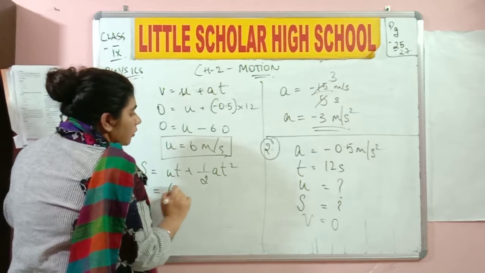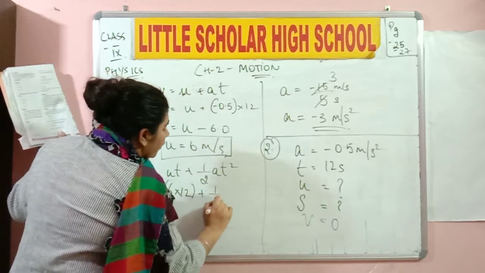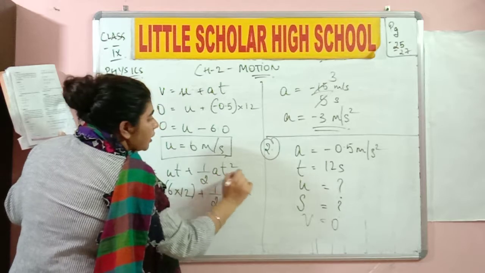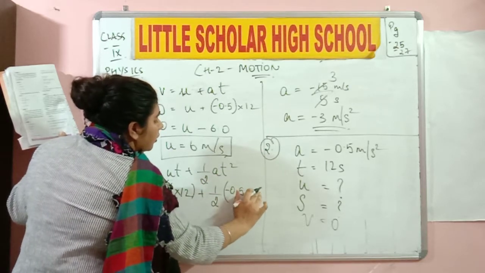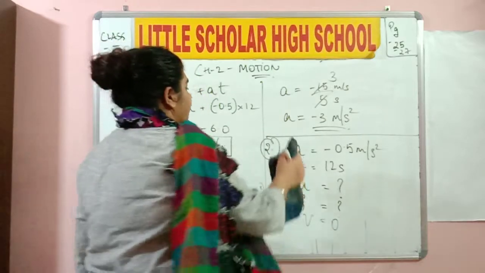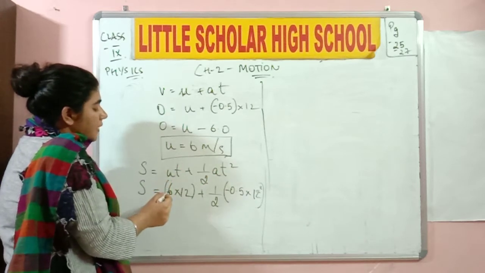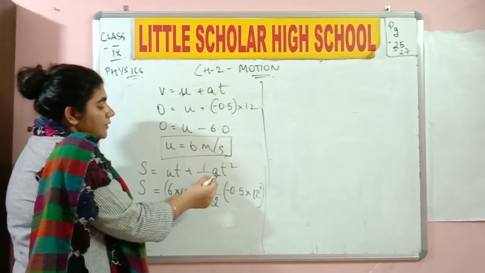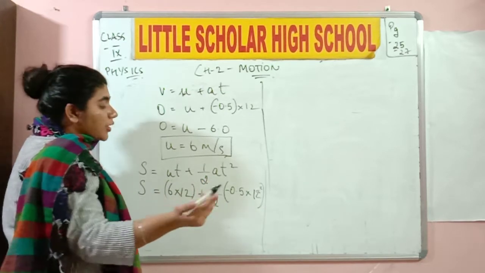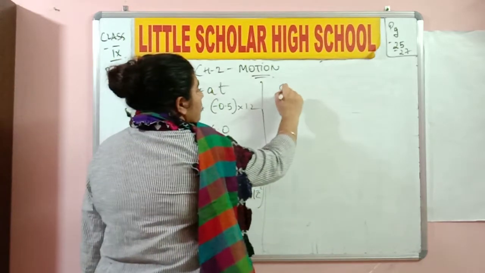Okay, so here s is equal to u, which is how much, class? 6 into how much is the time given as 12, plus half into the acceleration, which is given as minus 0.5, into t, which is given as 12 square. Okay, 12 square is 144. Okay, the initial velocity is 6, time is given as 12, acceleration is given in the question as 0.5, and we know it is minus 0.5 because it is deceleration. t is given as 12, so t square is 12 square. So now we are going to further solve the problem.